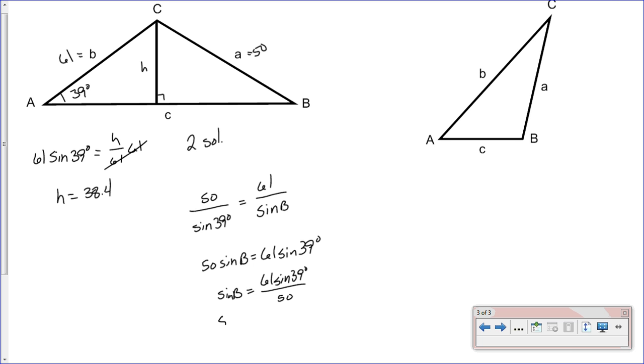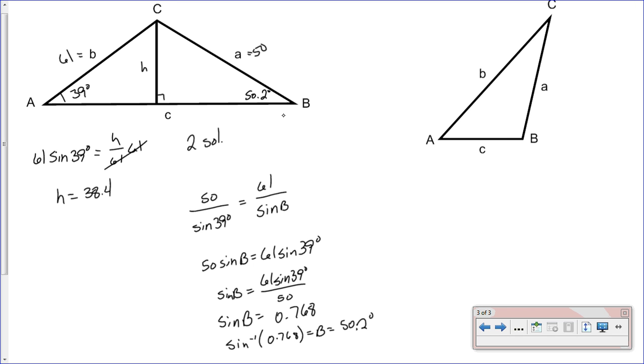Type this into your calculator, and we get the sine of B equal to 0.768. So take the inverse sine of 0.768. That equals B, which equals 50.2 degrees. So B here is 50.2 degrees. All right.